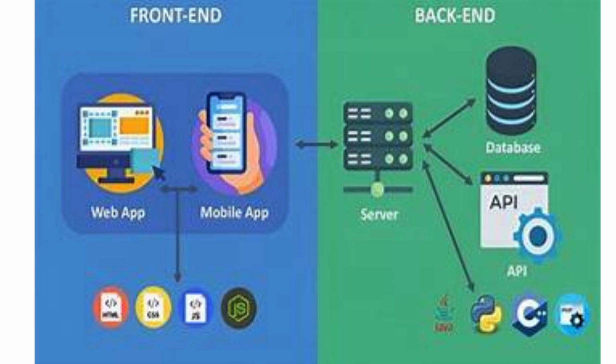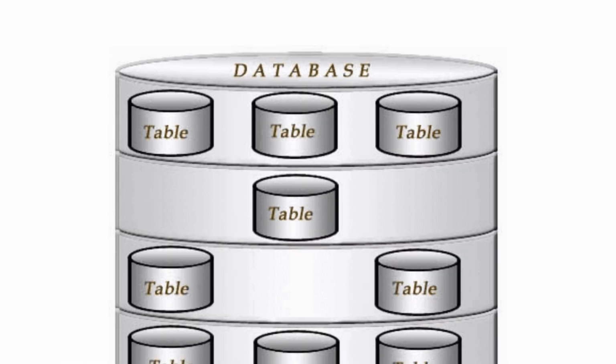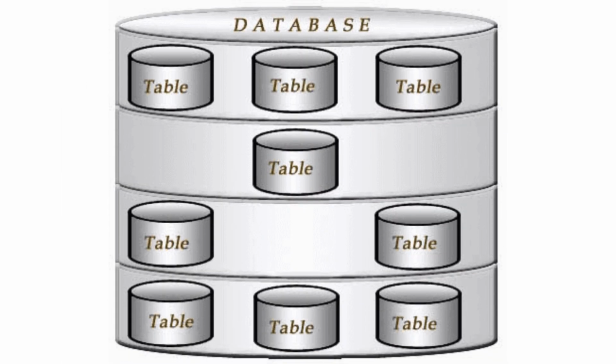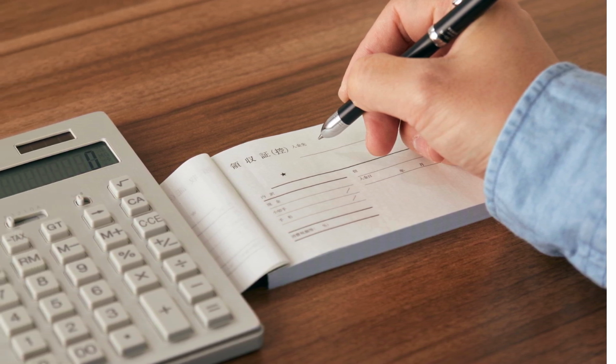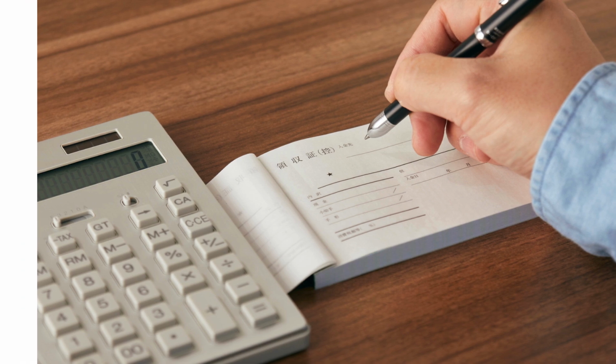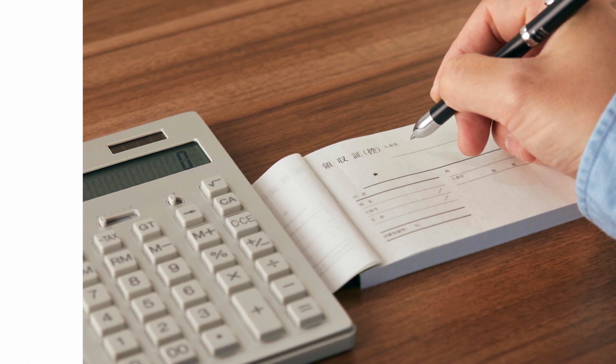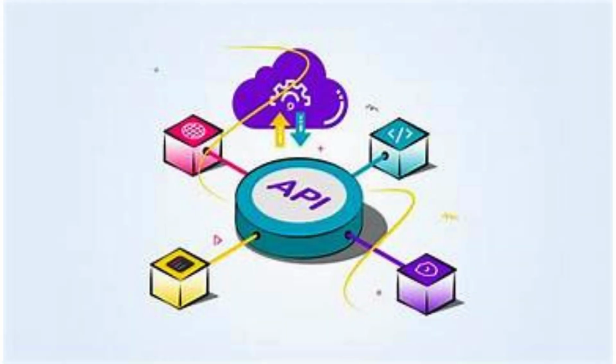The third component is the database. That is the memory of the software. The database stores everything: users, products, payments, just like a shop ledger. It remembers what happened. The fourth component is the API, that is the messenger.